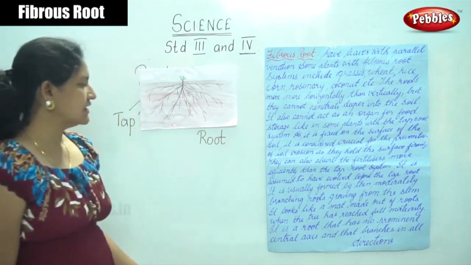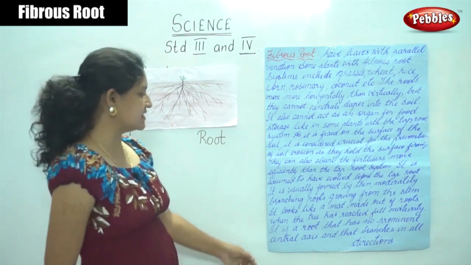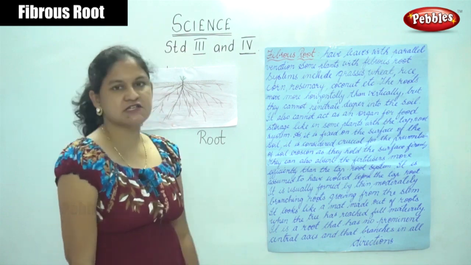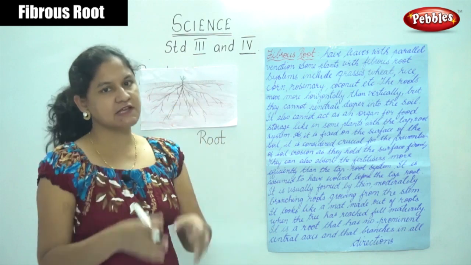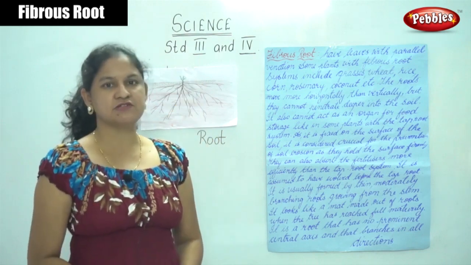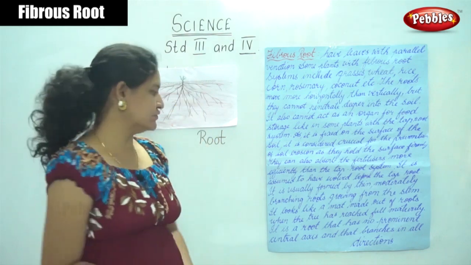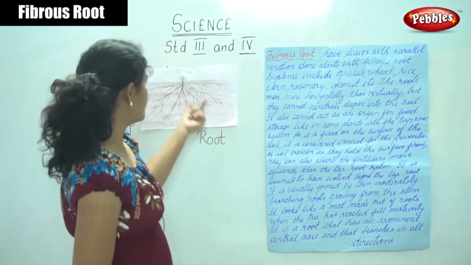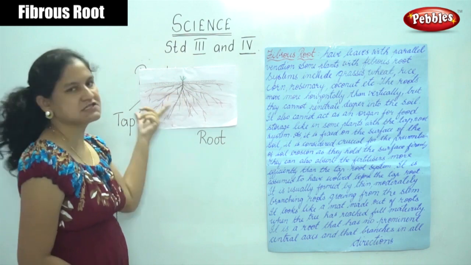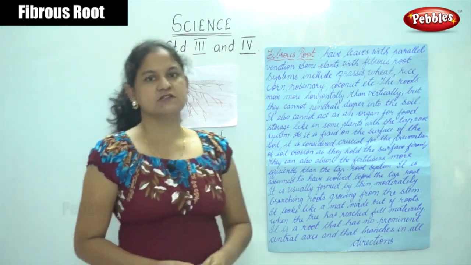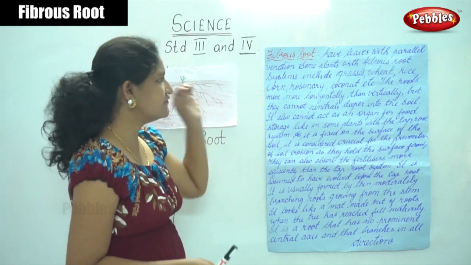It is a root that has no prominent central axis and that branches in all directions. When you compare a taproot, it has a thick root that goes deep into the ground, but a fibrous root does not have a prominent central axis and the roots branch in all directions. So this is what a fibrous root is.